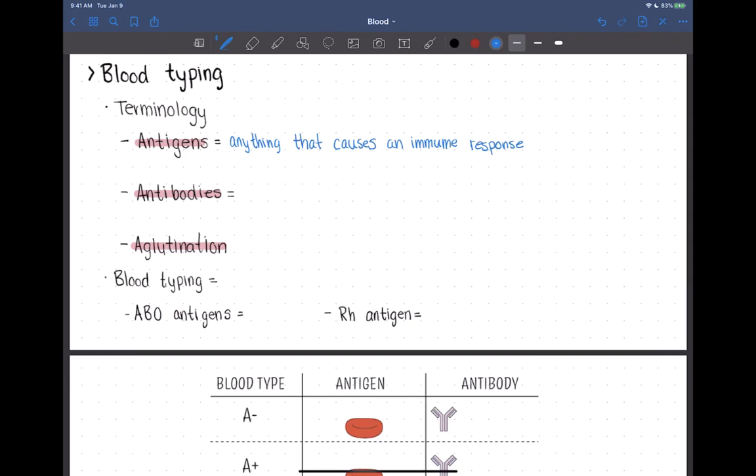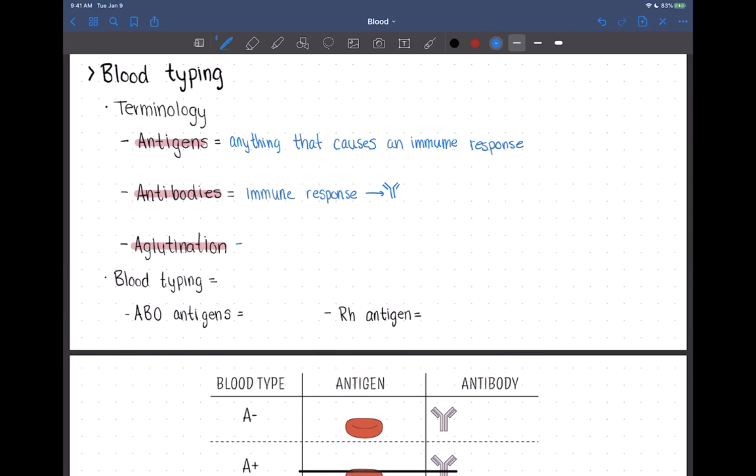Our next term is an antibody. An antibody is what your body produces as the immune response to an antigen. Typically antibodies are drawn as a Y shape, like this. Its job is to bind to an antigen, and by binding to it, cause the antigen to clump. That is referred to as agglutination.